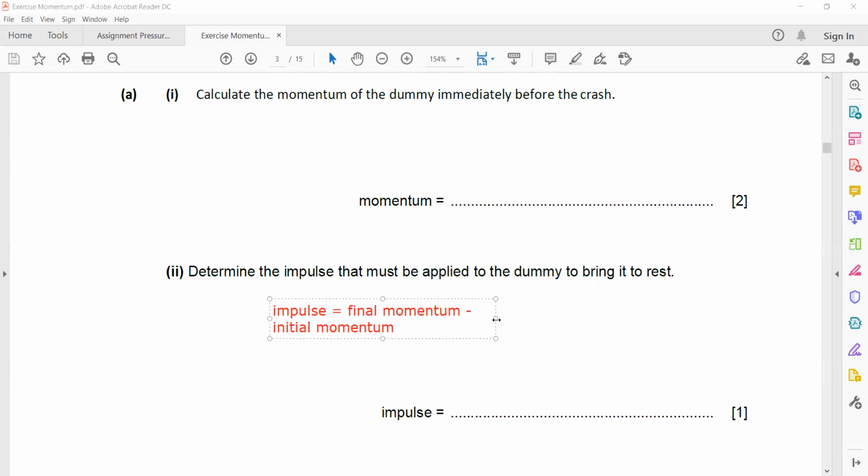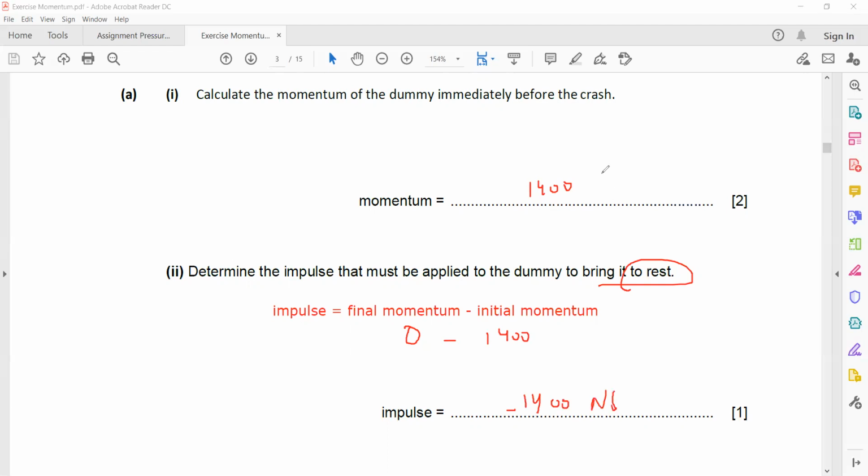The final momentum of the dummy, because the dummy stops as a car does, we bring it to rest, so finally it will be 0. And what was the initial momentum? We already calculated, that's 1400. So impulse will also be negative 1400 Newton second or kilogram meter per second.